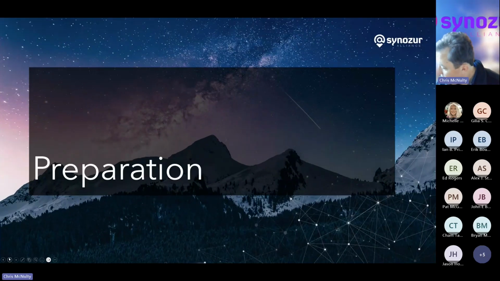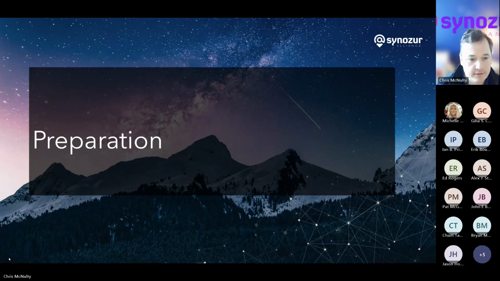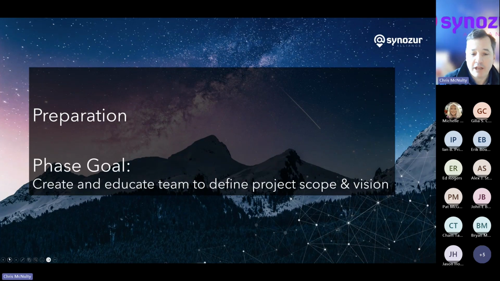So for preparation, the goal of this phase is to build the right team and create a collective vision for what the goal is for rolling out Copilot in your organization.